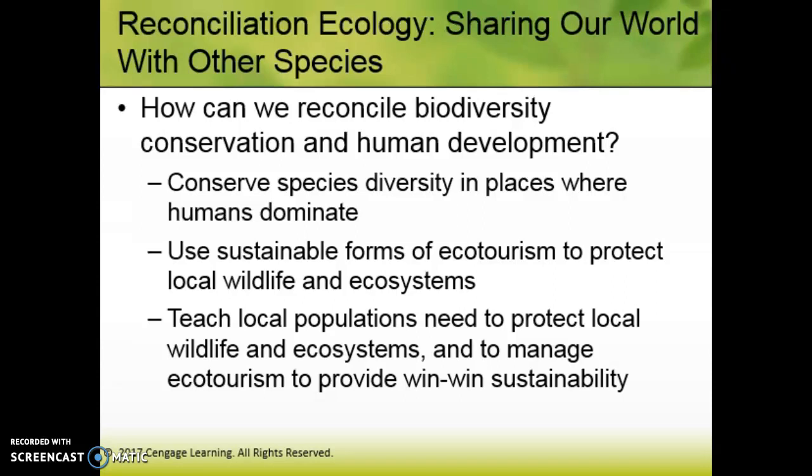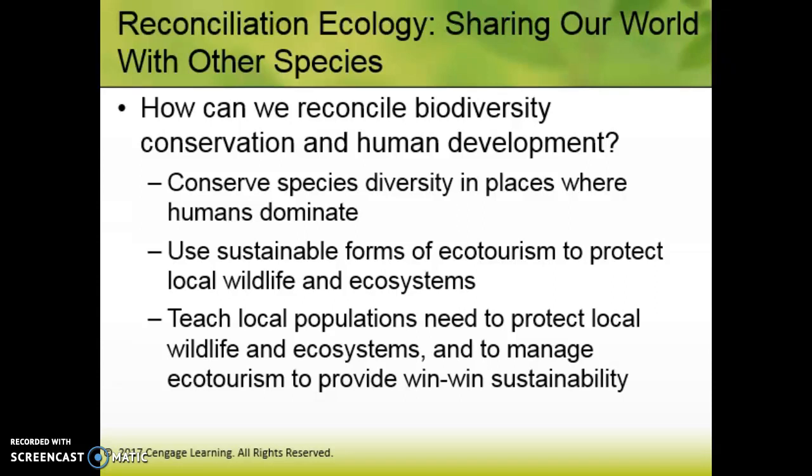I know when I've been snorkeling in the Bahamas and places like that, number one, they don't anchor to the reef, which protects the reef. Number two, they don't allow you to wear sunscreen, and they supplement with zinc oxide, like they give you safe sunscreen to use. So that's kind of an example of sustainable ecotourism. And then teach local populations to protect their stuff.